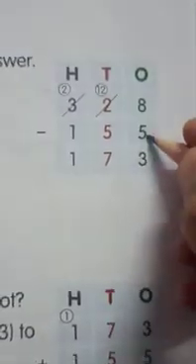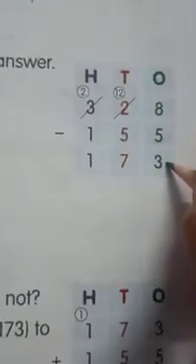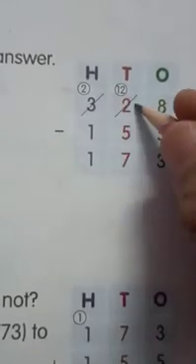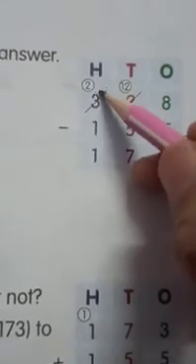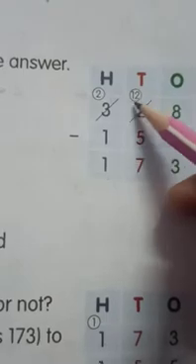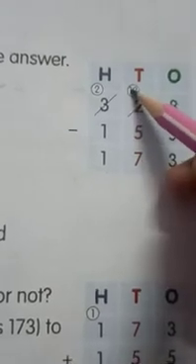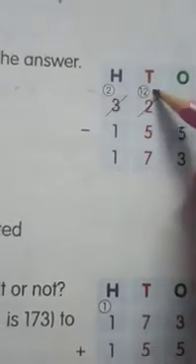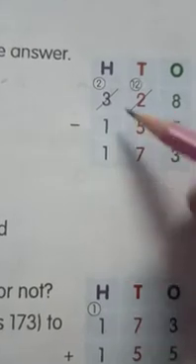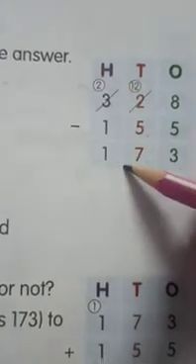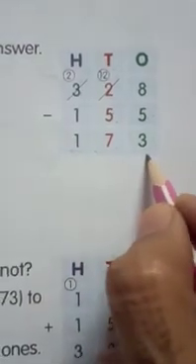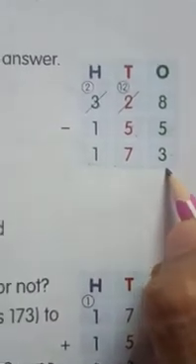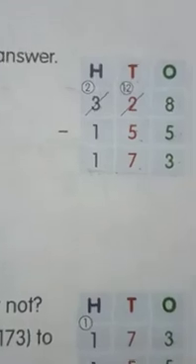Subtract ones from ones. 8 minus 5 is 3. And here 5 cannot be subtracted from 2. So take a carry of 10 from the hundreds place. And this 2 will become 12, and this 3 will become 2. 12 minus 5 is 7, and 2 minus 1 is 1. So we got the difference as 173. Now how can we check whether this is correct or not?